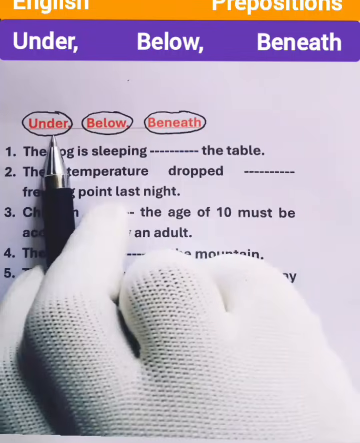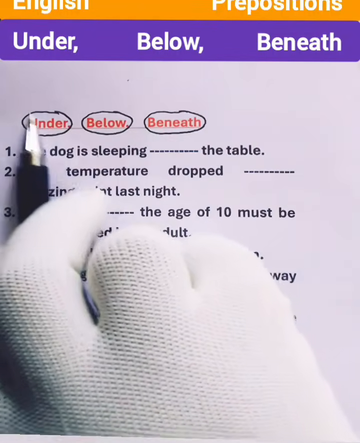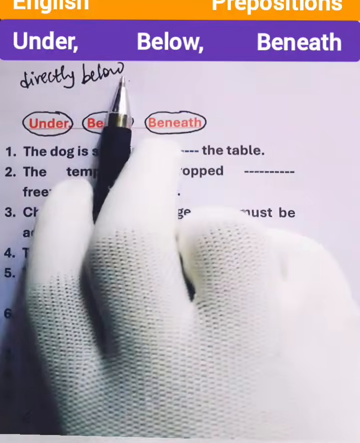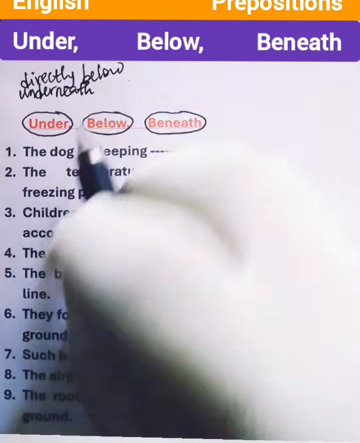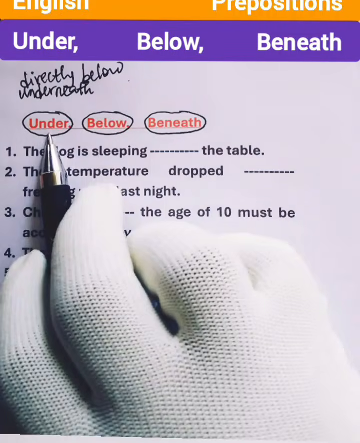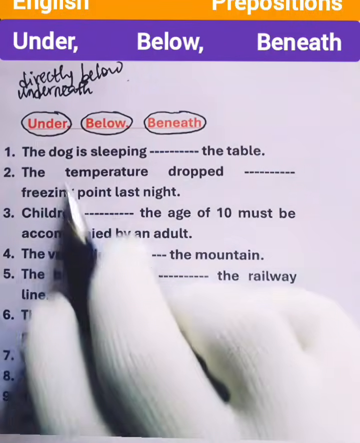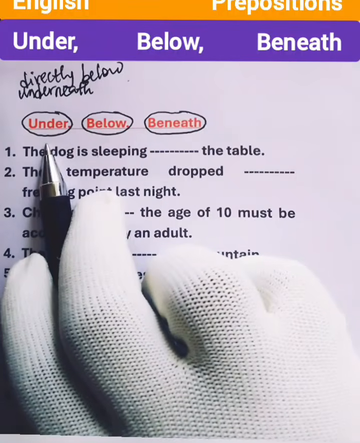We use under to say that something is directly below. So when something is directly below or underneath, use under. Don't worry about this and this. As we look at examples, you understand better, okay?